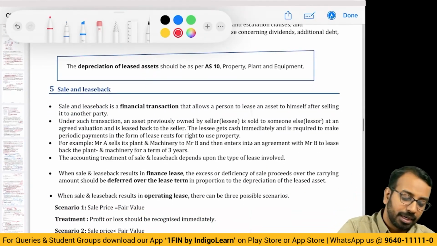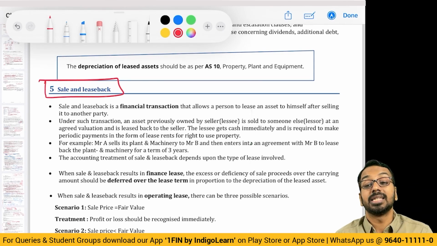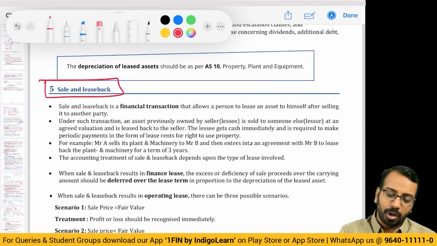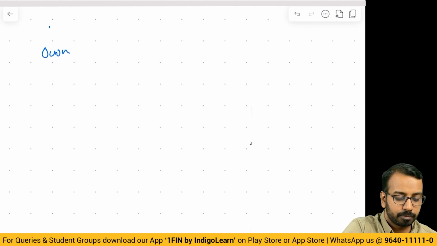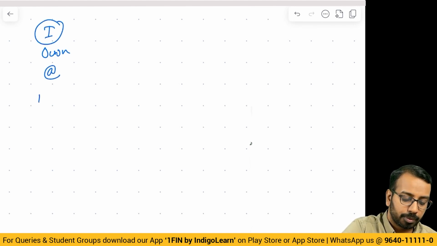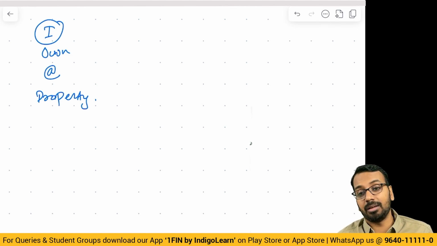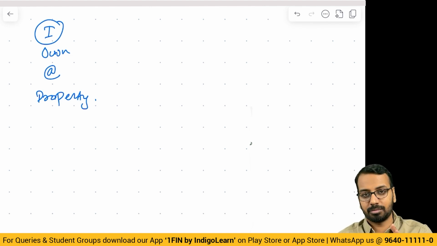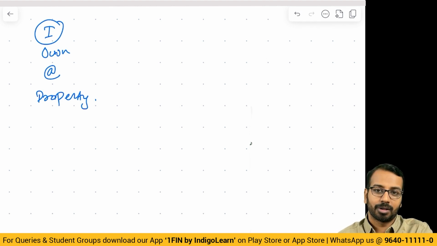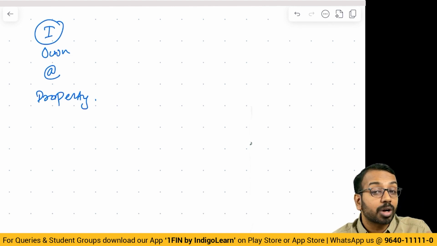Now we have another very interesting topic of discussion, which is sale and leaseback transaction. Now, what is a sale and leaseback transaction? Let us say I own a property. I need some money against this property. One option is I can go to the bank and take a loan. But I have already taken a loan from the bank. Why will the bank give me more loan? But I don't want to sell the property, or even if I want to sell the property, I want to continue to use the property.